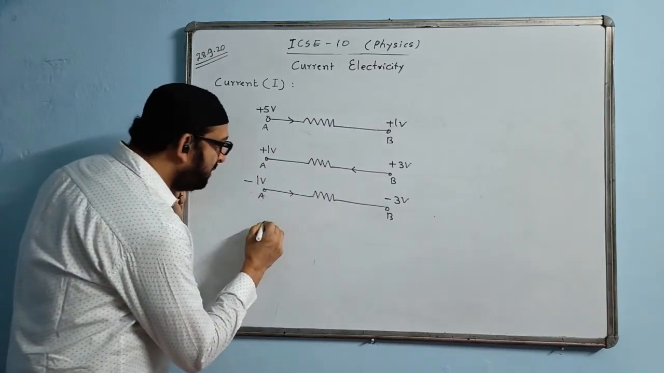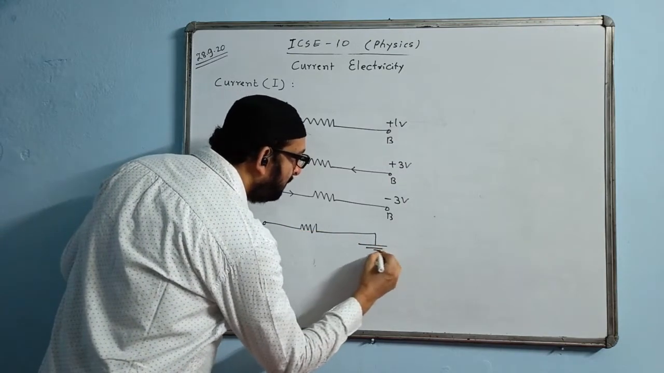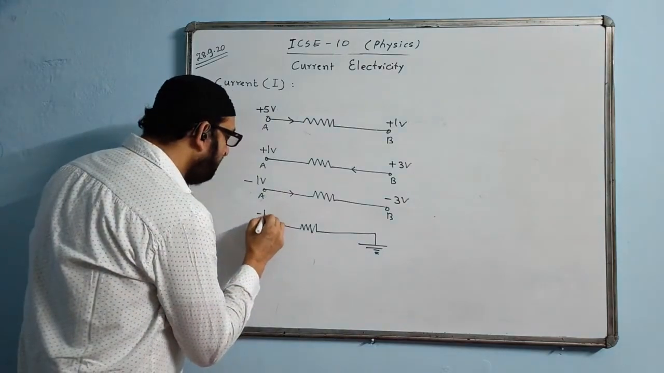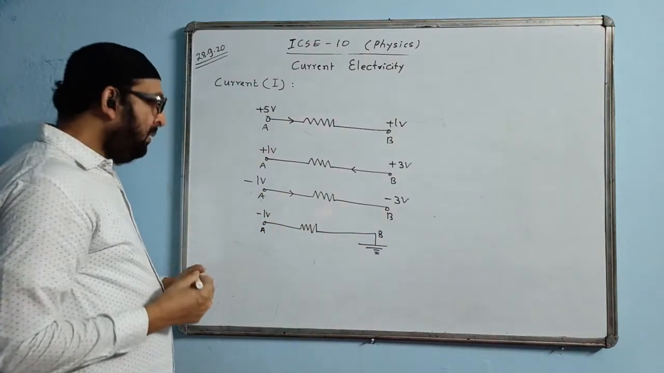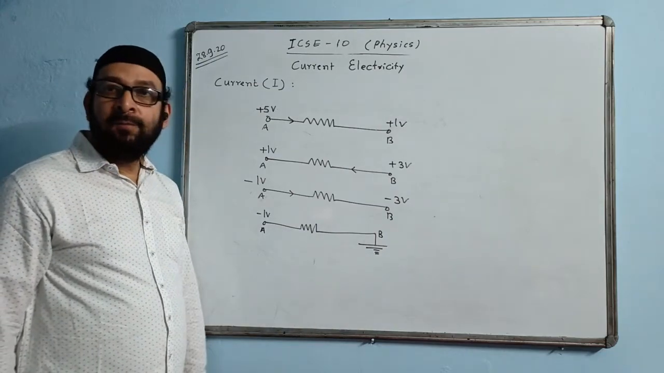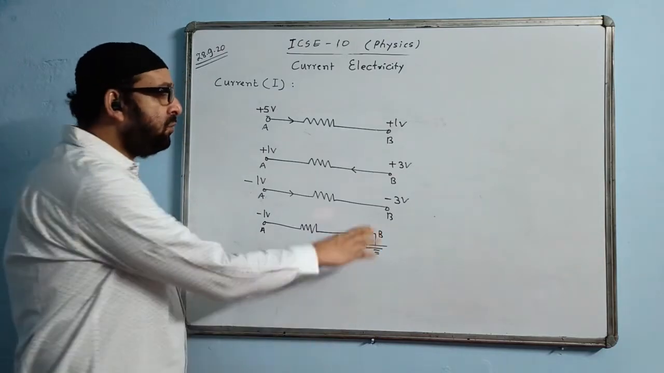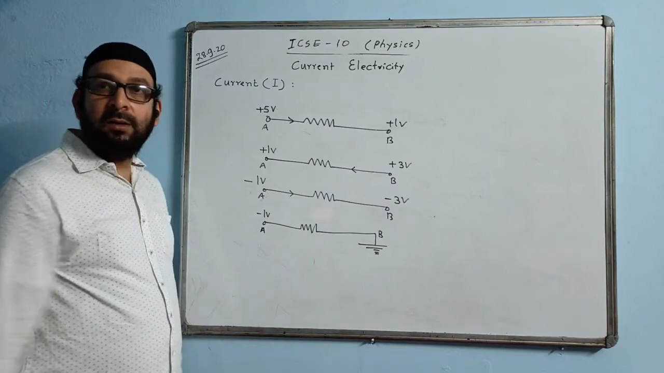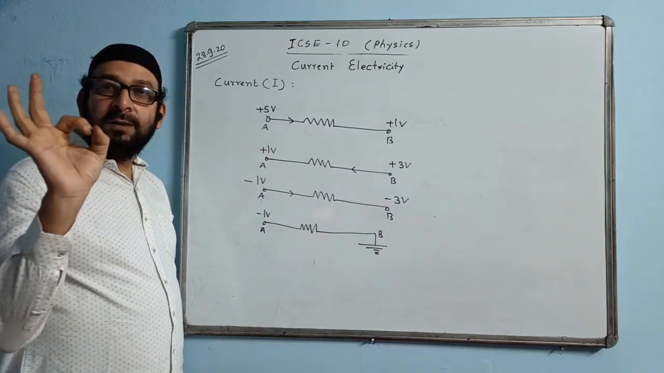Another situation is like this. Suppose they are showing a diagram like this. Minus 1 volt is given, this is A, this is B. What direction will current flow? This kind of symbol is called earthing. That means this portion of the conductor is connected to the earth. Potential of earth is always 0.